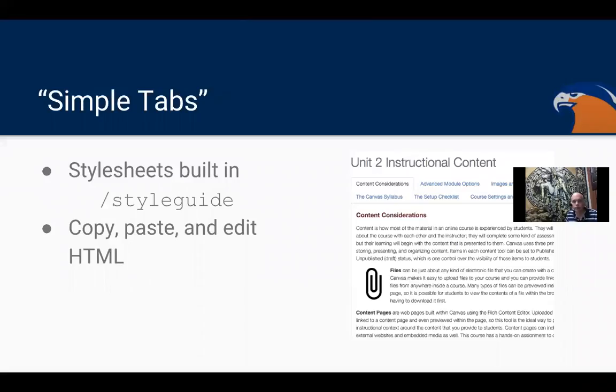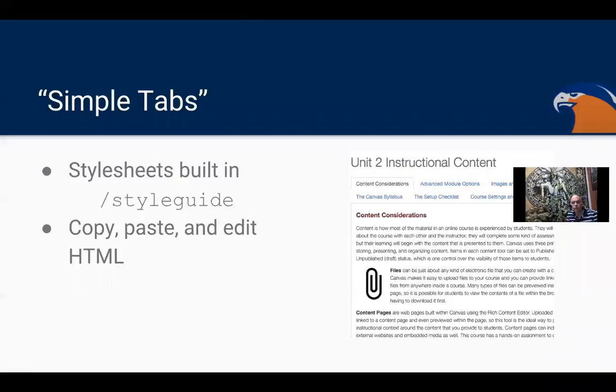The next option I'd like to talk about is what are called simple tabs. This gives me an opportunity to talk about the style sheet that's actually built into Canvas. The same style guide that Canvas developers use as they're developing the pages in Canvas, as they're working on their tools, that style guide is actually available to all of us. And all you need to do is take the URL for your Canvas instance and put /styleguide at the end. I'm going to show you the simple tabs, what that looks like.